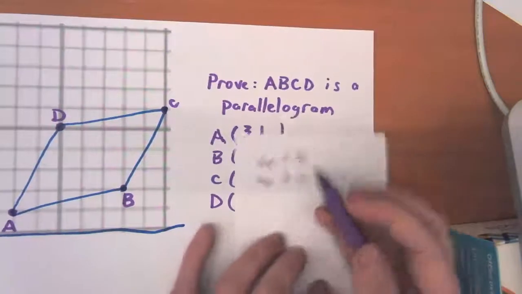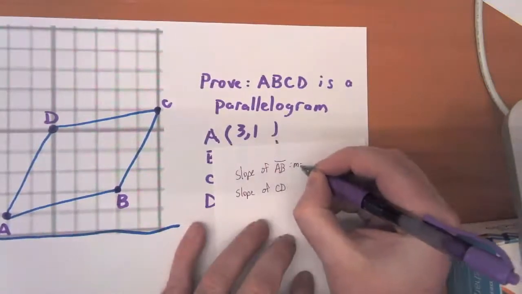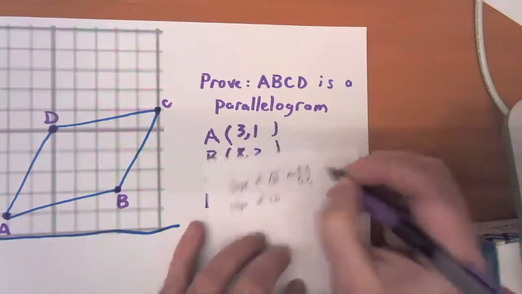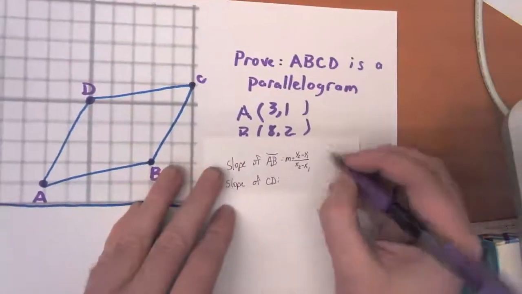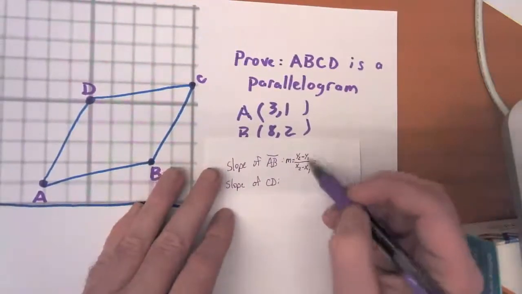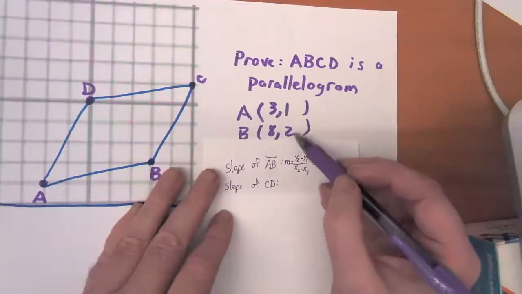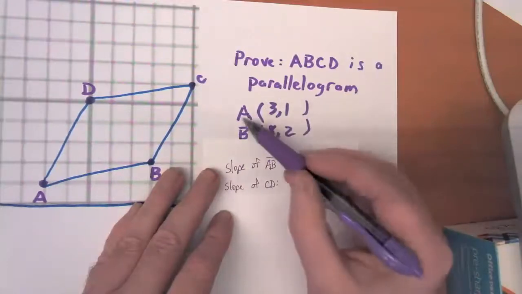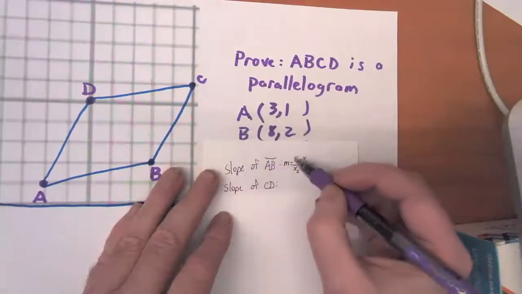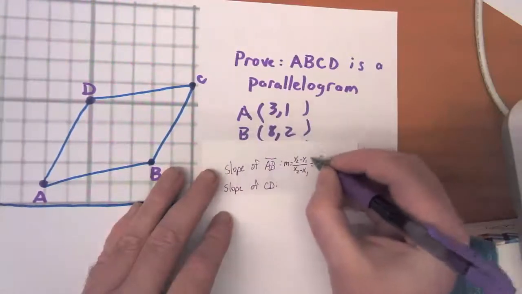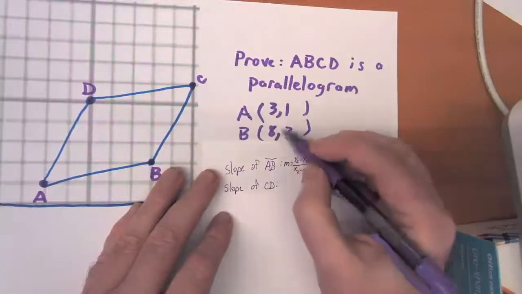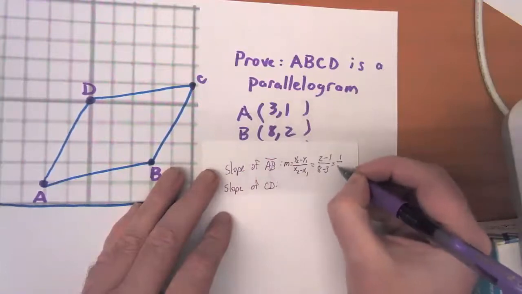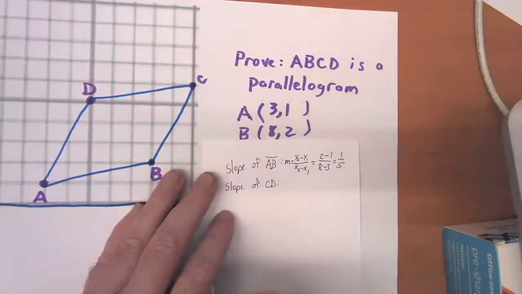All right, so the slope of AB. Our slope formula is y2 minus y1 over x2 minus x1, and those are my 2 points. So how do I stick them into this formula? Well, here are my y coordinates, the second ones, and the first coordinates are my x coordinates, and this will be my first point, and this will be my second point. So y2 is 2, y1 is 1, x2 is 8, and x1 is 3. So calculating that out, that gives us a slope of 1 over 5.